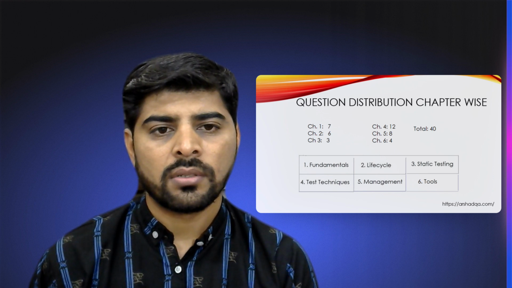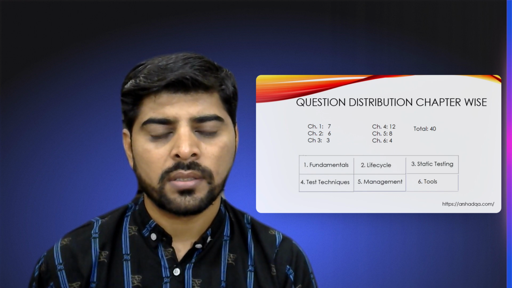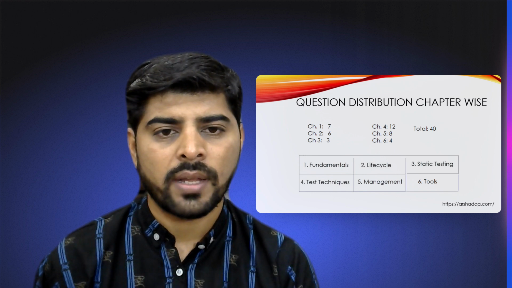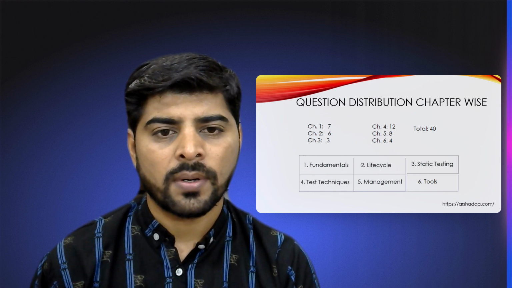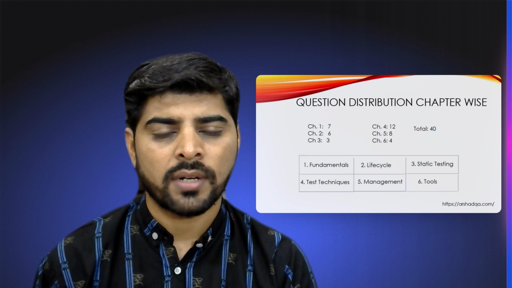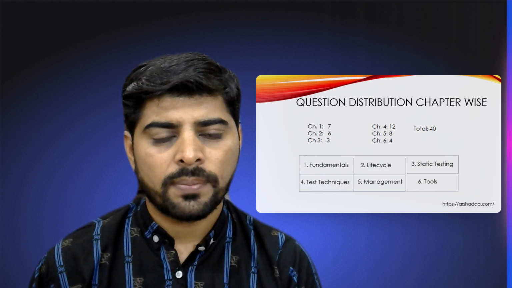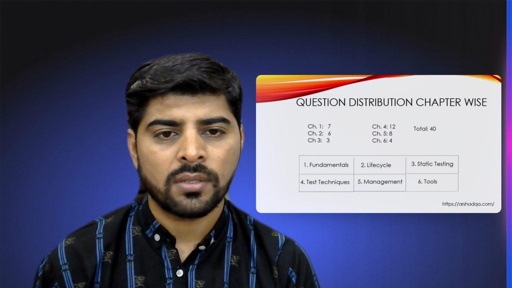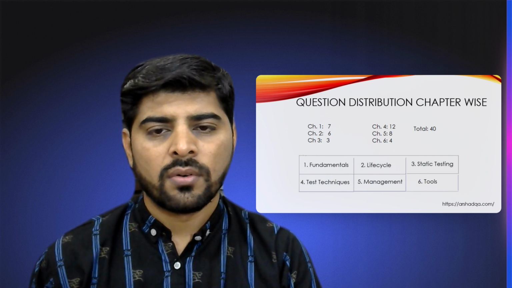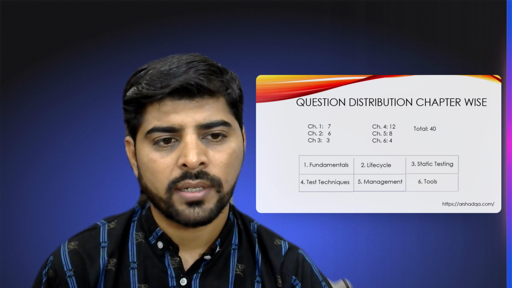The question distribution chapter-wise is: in chapter 1 we have 7 questions, chapter 2 will have 6 MCQs, from chapter 3 there will be 3 MCQs, and from chapter 4 there will be 12 MCQs. Chapter 4 is very important. It is about test techniques, so you should learn all those techniques: white box, black box, experience based, and all those testing techniques. From chapter 5 we have 8 MCQs, chapter 6 we have 4, and the total will be 40 MCQs. I hope after this you will do practice, and after practice and mock exams you will be able to pass.